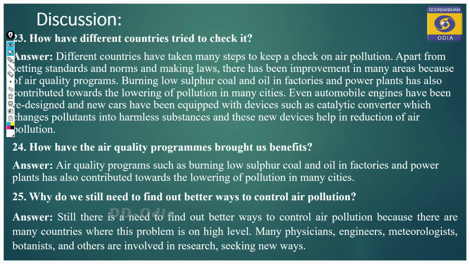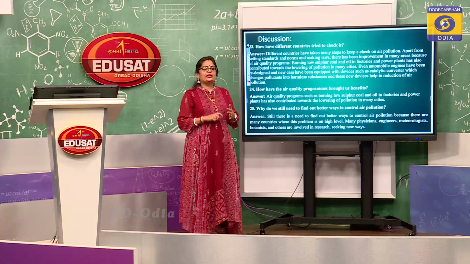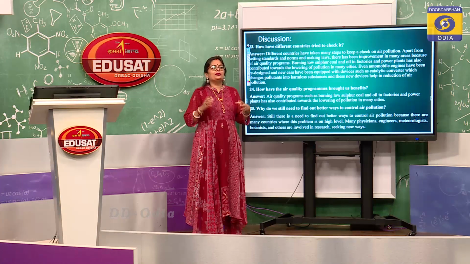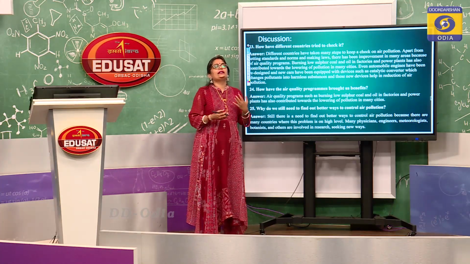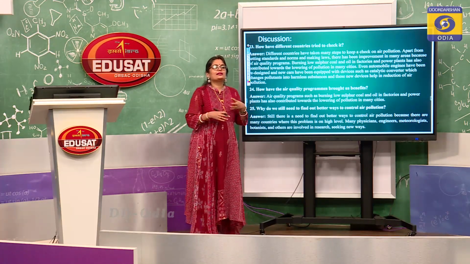There is a need to find a better way to control air pollution because there are many countries where the problem is at a very high level. Many physicians, engineers, biologists, botanists and so many other government officials are involved in research to seek new ways. Like I gave you an example, children, in our very own country, India, there was a phase in Delhi where lots of people were suffering from different kinds of respiratory disorders.